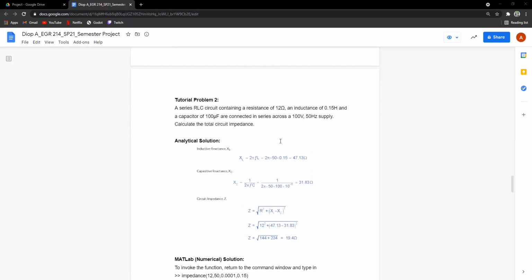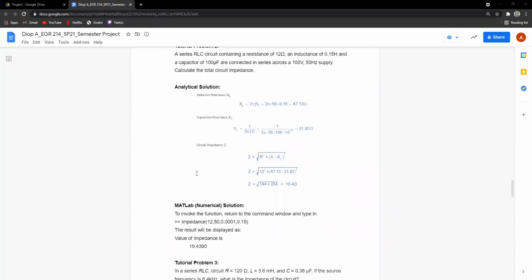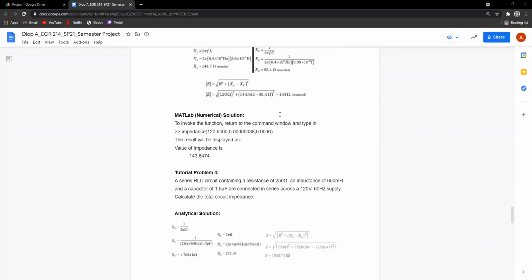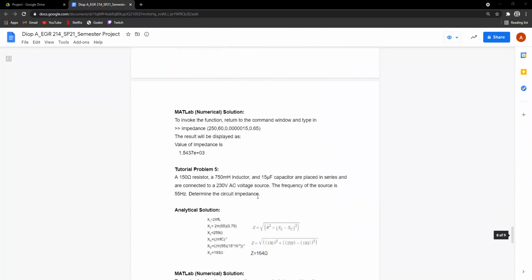Same thing with problem 2: different numbers, same setup. You plug in your known values and you get similar impedances. Going through each of the problems will give you the same result as you go through.